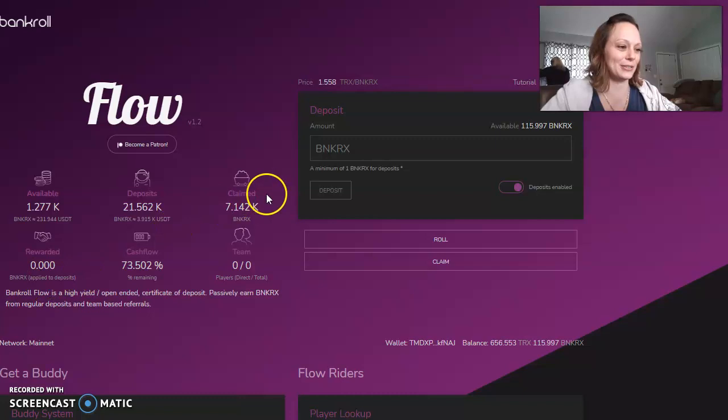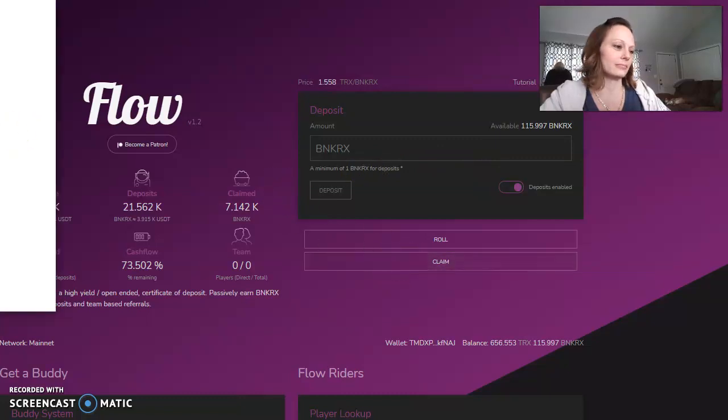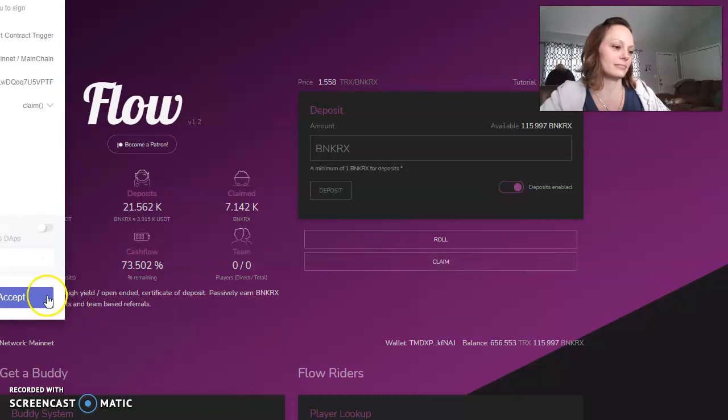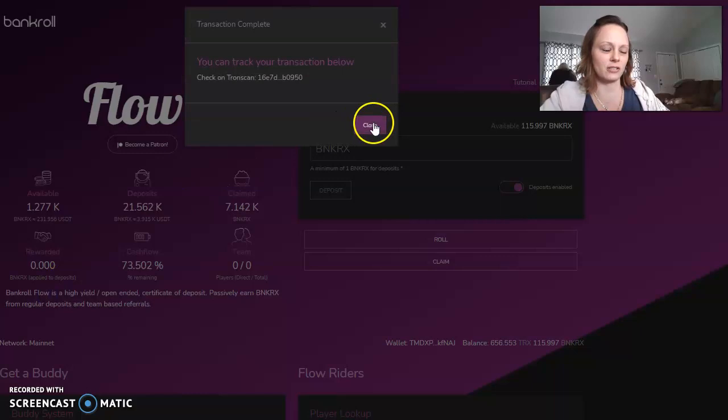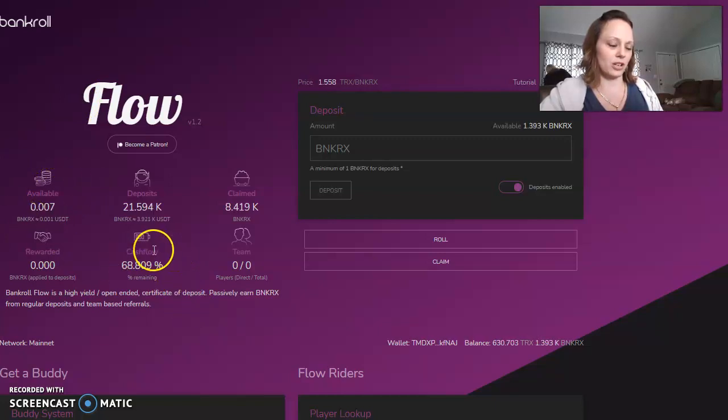Okay, so here goes. So Bankroll Flow, we have $231 in interest here. Total deposits right now in US dollars is $3,915. So we are going to claim today. Let's do it. We're going to accept a transaction, close that out. Great. So available should go to 0 here, and we should see the cash flow percentage come down.